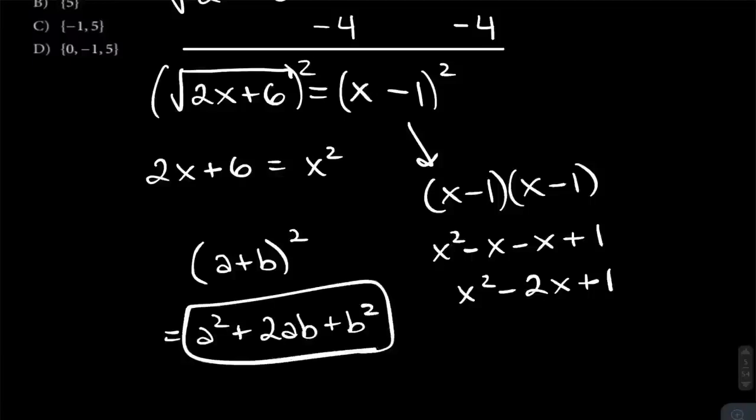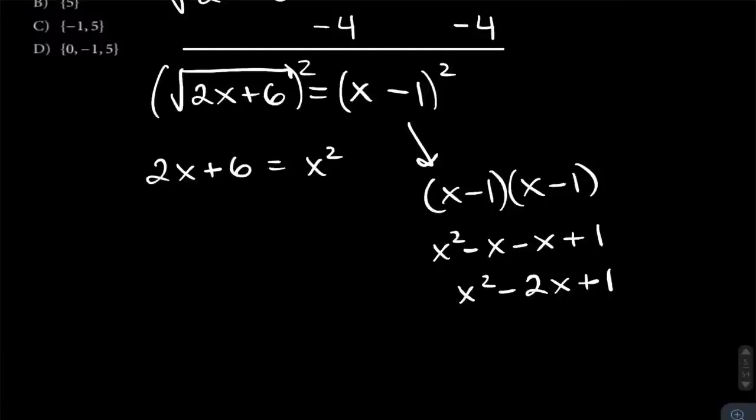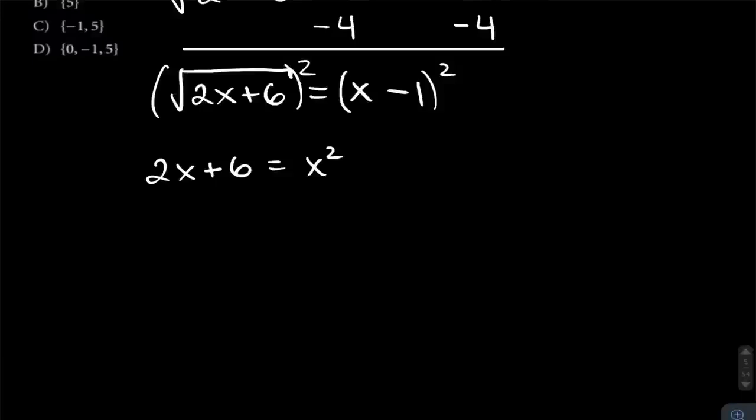And if you know this, you can do this a lot faster, and it is going to save you some precious time on the SAT. So I would remember that. You can use that for this problem. And so we could have already seen that this is going to be x squared minus 2x plus 1. We can write it out as such.